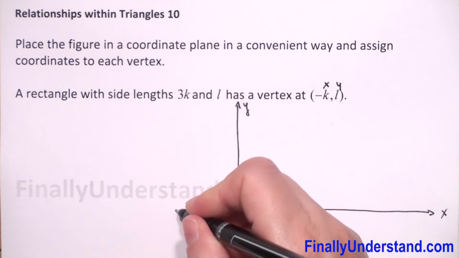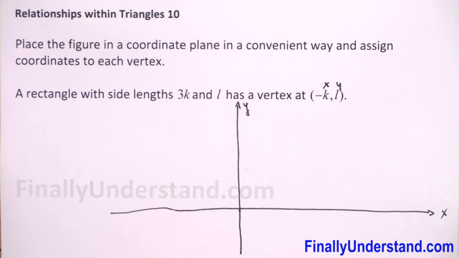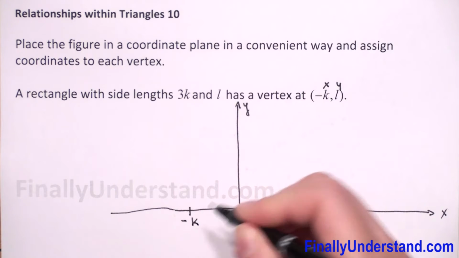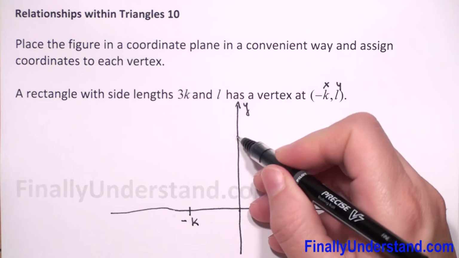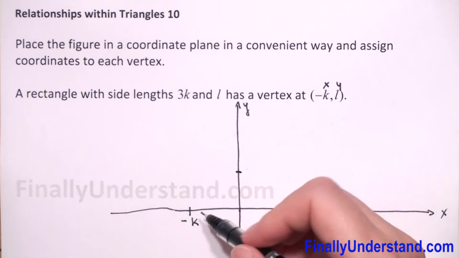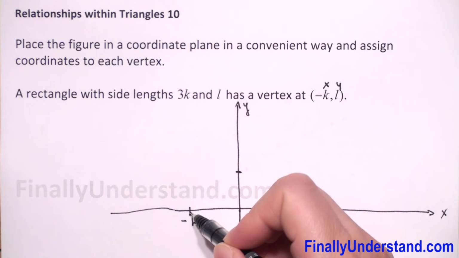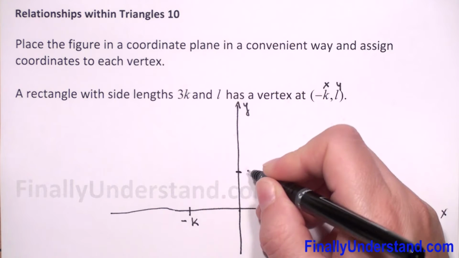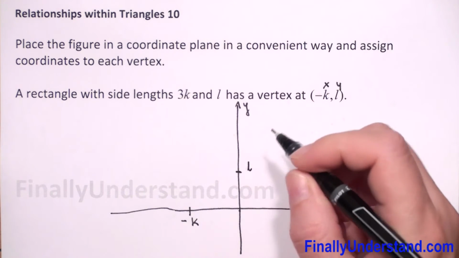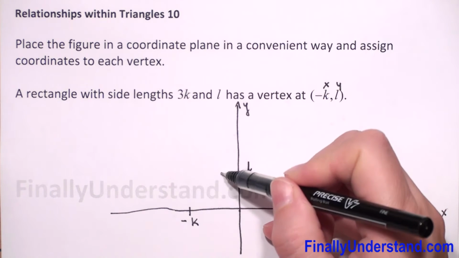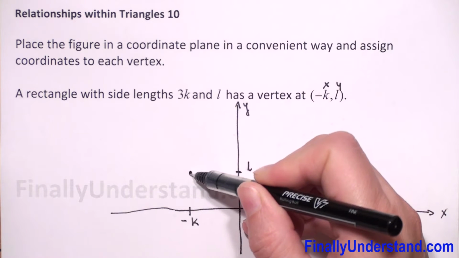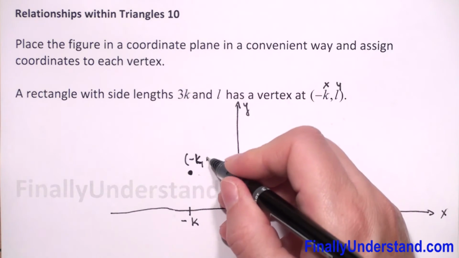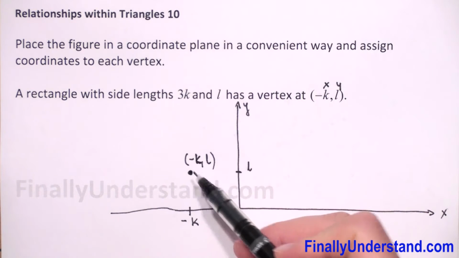So let's choose k. Here will be negative k, and k will be the length, and L, let's say, will be the width. So the first vertex has coordinates (-k, L). So we have one vertex.